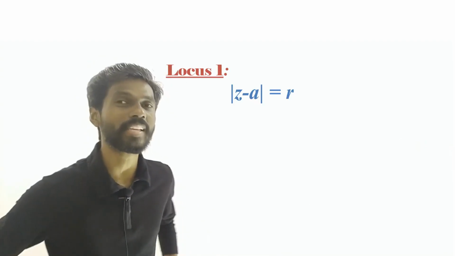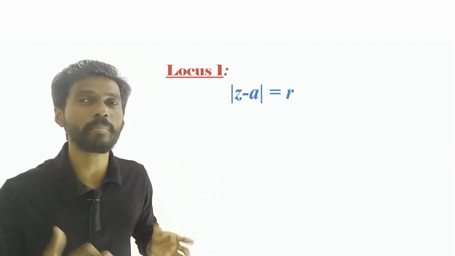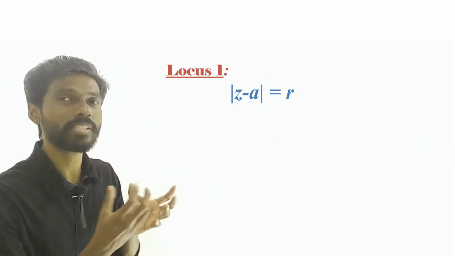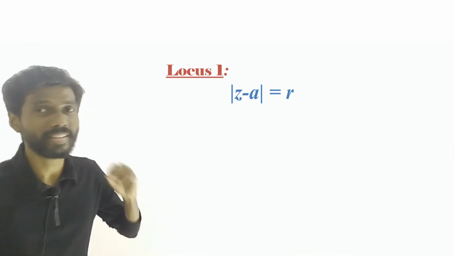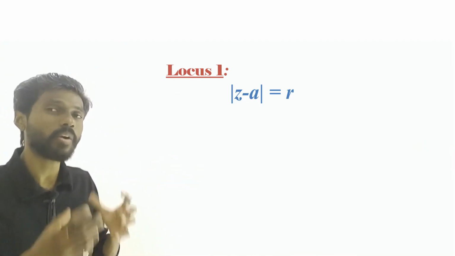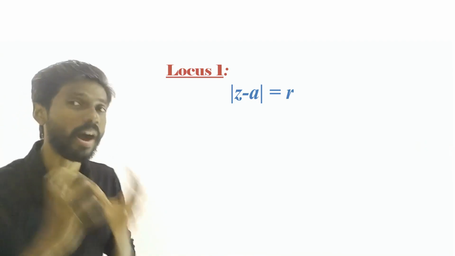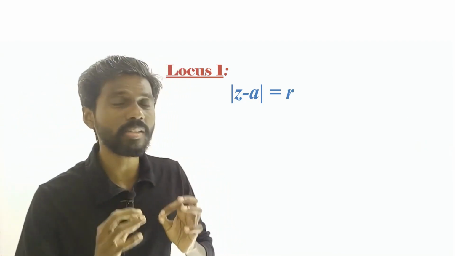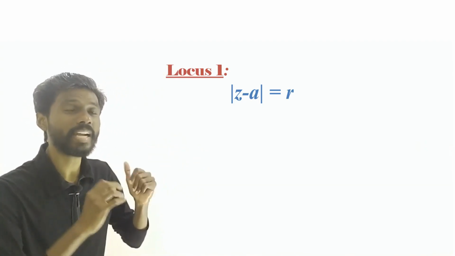Modulus of z minus a equal to r. Here r is a real number, a positive real number, because modulus of something has to always be a positive real number. But a is a complex number, not necessarily real. So a is a fixed complex number. For a particular equation it is fixed, but z is variable.